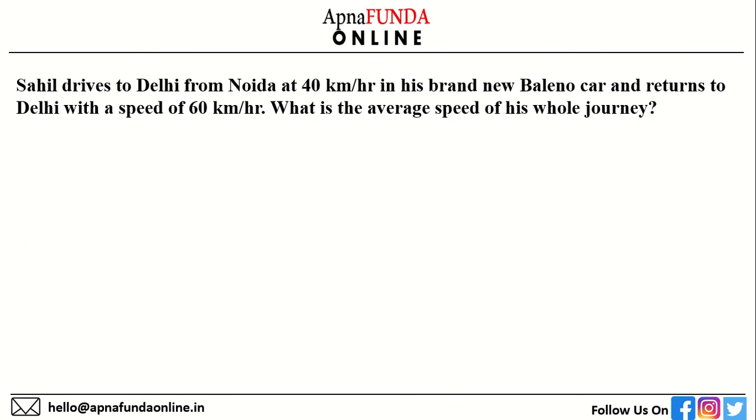Next question. Sahil drives from Noida to Delhi at 40 km per hour in his brand new Baleno car and returns with a speed of 60 km per hour. What is the average speed of his whole journey? So there is Delhi. He's going to Noida, and then from Noida, he's going to Delhi. So when he travels from Delhi to Noida, his average speed is 40 km per hour. And from Noida to Delhi, his speed is 60 km per hour in his brand new Baleno car.